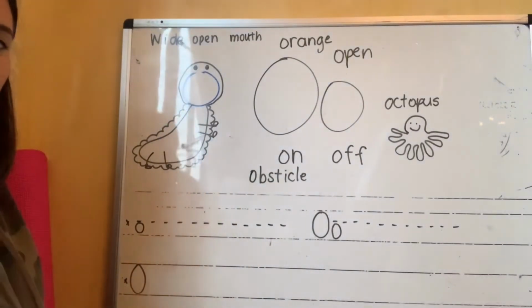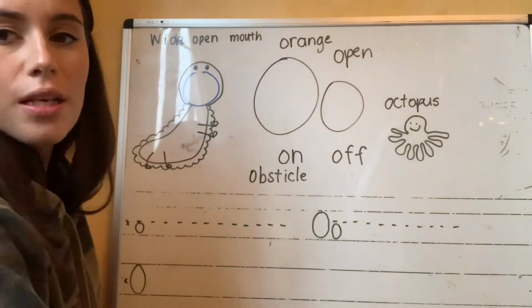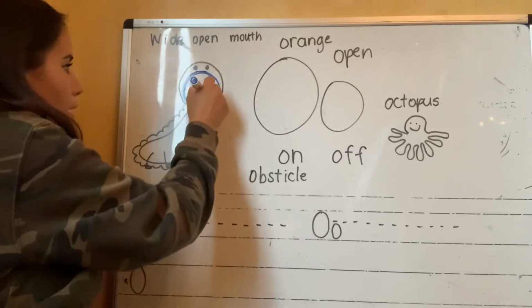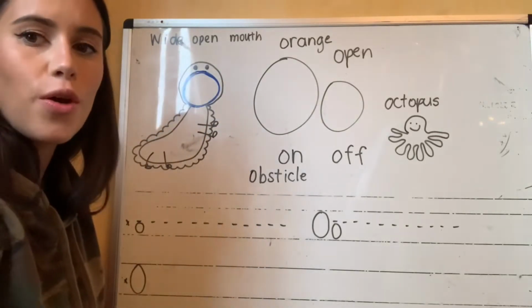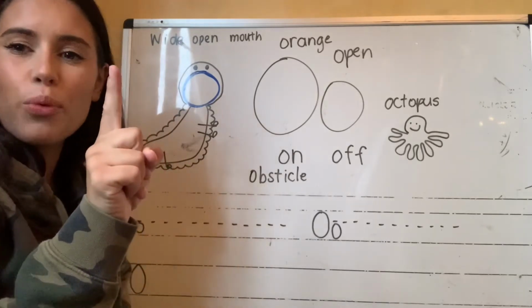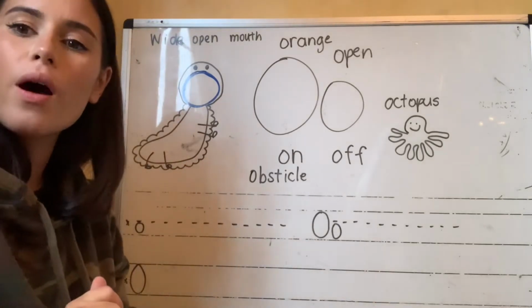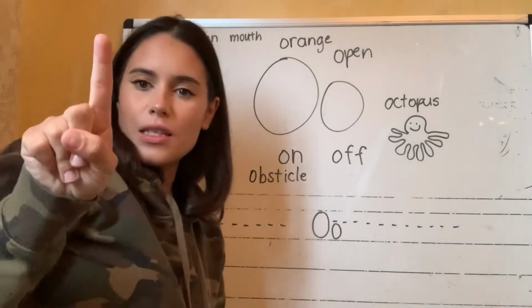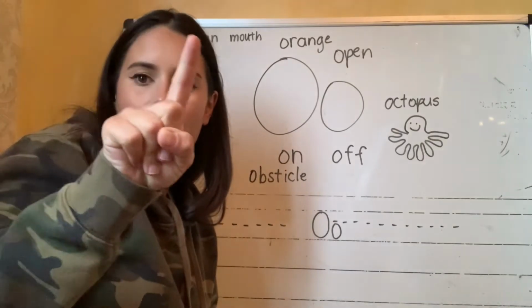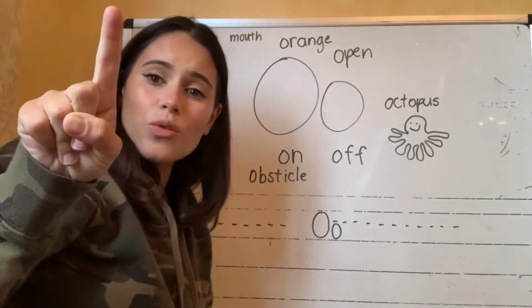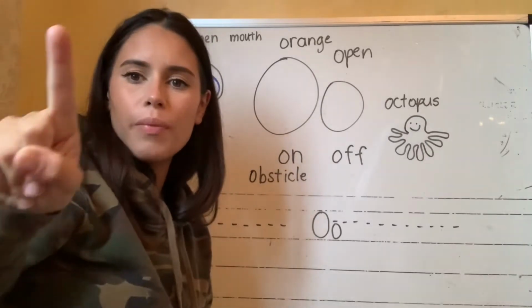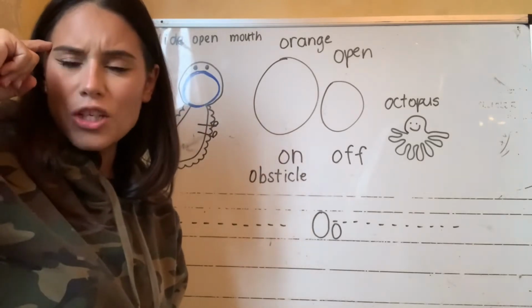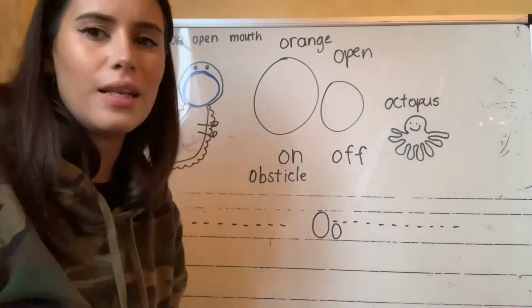Alright, now looking at our Casey the caterpillar, he has got a big blue wide open mouth. Alright, so we get our magic pointing fingers and we practice the action in the air before we write them on our board or on our paper. So we start at the top, we always start at the top. Wide open mouth, and we finish where we started. Wide open mouth. And we just think of that action, that sentence, every time we write the letter.